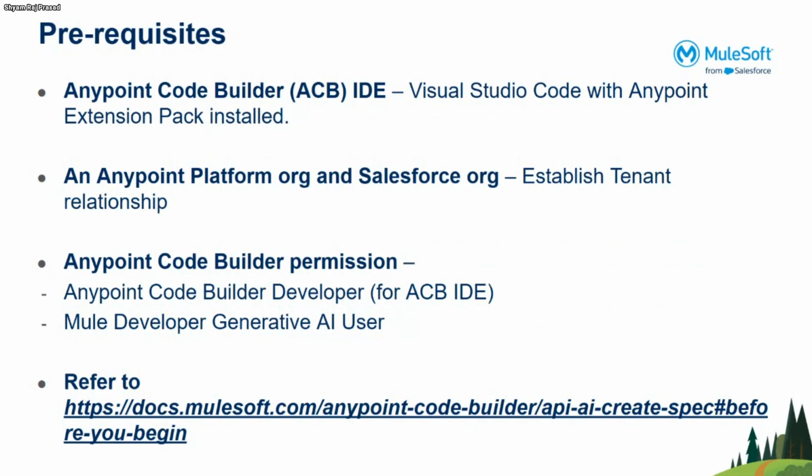You should be able to see all the steps for how we need to establish that tenant relationship. The main things are these permissions: the AnyPoint Code Builder developer permission, and the generative AI user. The first, Code Builder developer, is required in case you are using Visual Studio, I mean the IDE on your system, not the cloud version. In case you are using the cloud, you don't require the first permission. If you are using the IDE, then you need to have the AnyPoint Code Builder developer permission on your user profile. And the next is the MuleSoft Mule developer generative AI user. This is a must in order to use the dev agent.